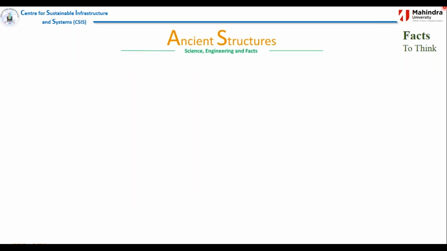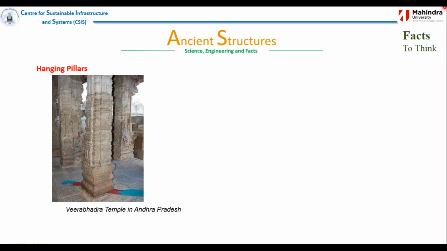This is 10 facts to think. And hanging pillars. So there is one, there are not multiple pillars. This is in Veerabhadra temple in Andhra Pradesh. There are also a couple of other temples in India where a column is used as a hanging pillar.